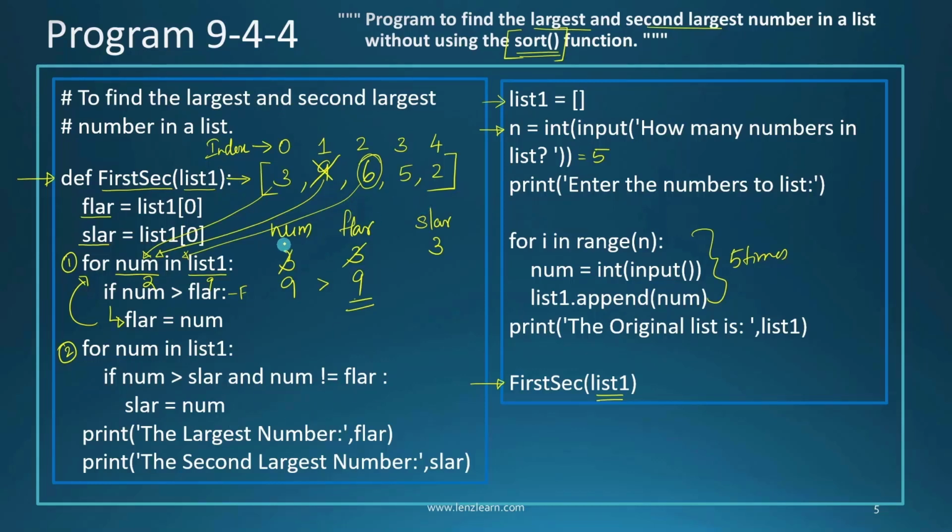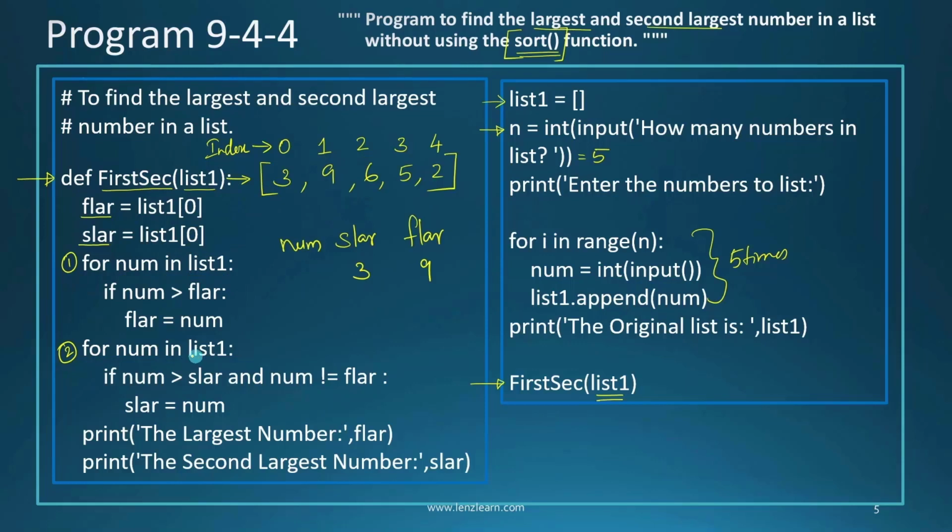So now let us see how it works. Our second for loop is going to start. Now before that, flar already has value 9 because that is identified from the first for loop.